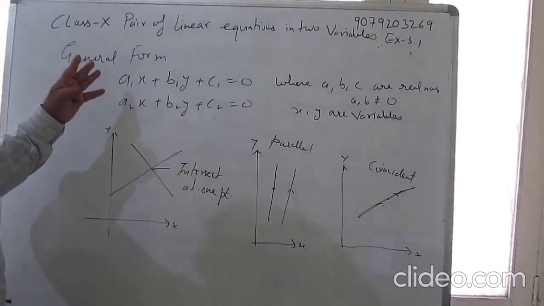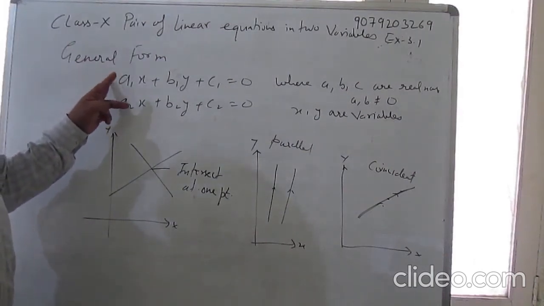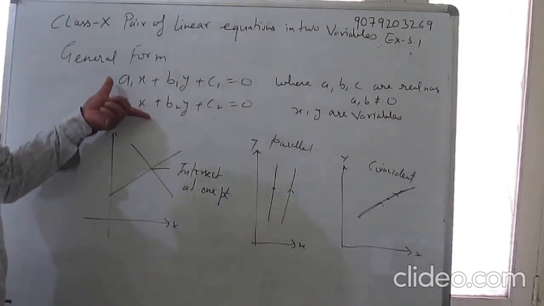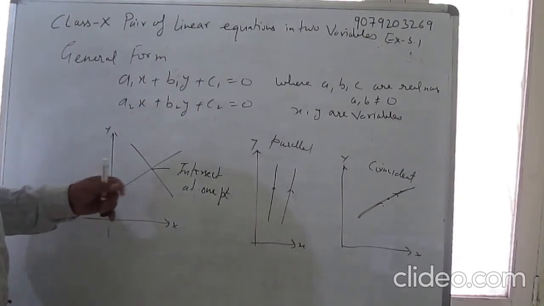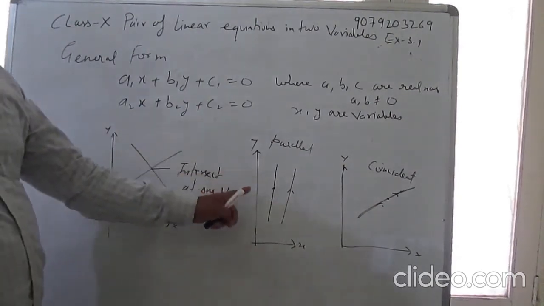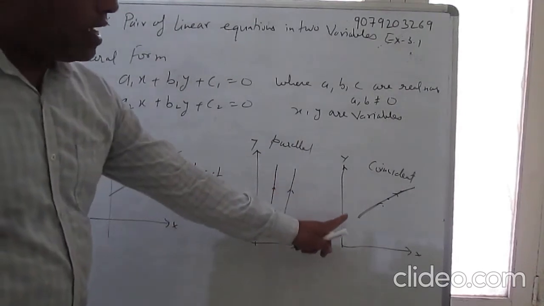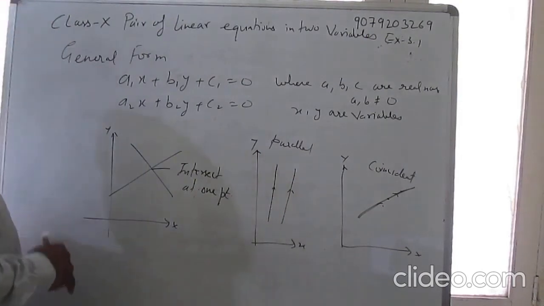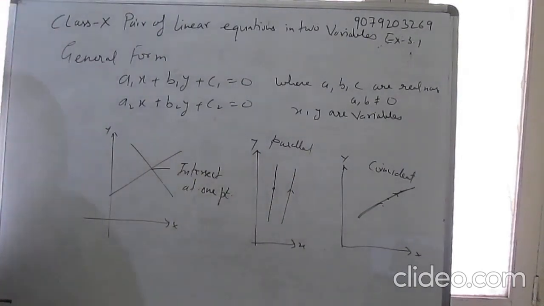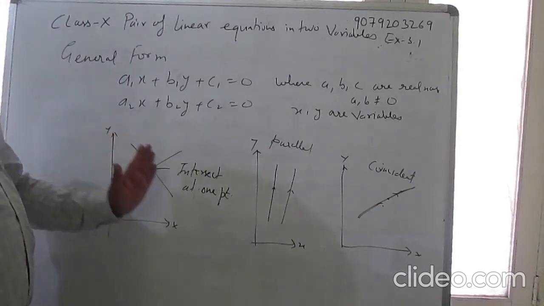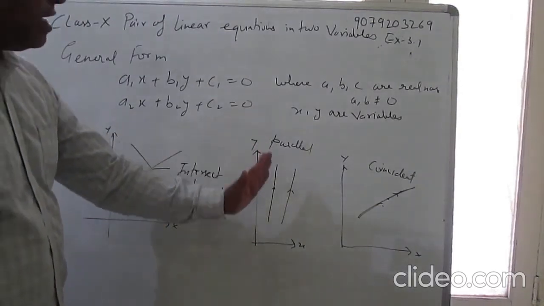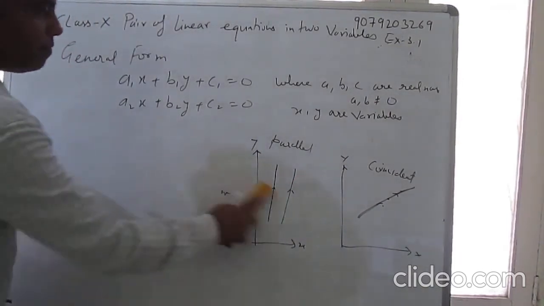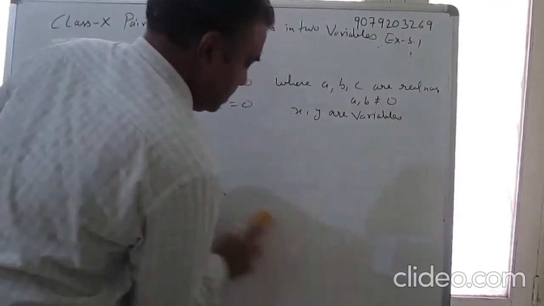General form. In 9th class, you have studied only one pair of linear equations. Now, if you plot these two equations together in a graph, either the lines intersect at one point, lines are parallel, or lines are coincident. Now we can tell when the lines intersect, when they are parallel and when they are coincident. By using a table, you can understand easily.